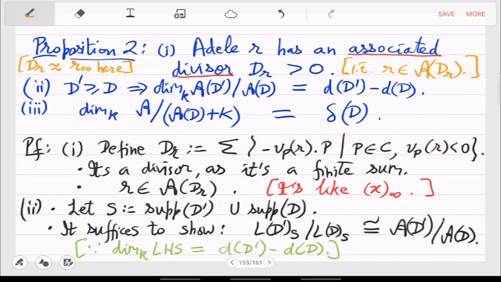So if R was, instead of an adele, a rational function. I think you weren't there for the adele class. Yeah, do you want a? Okay.